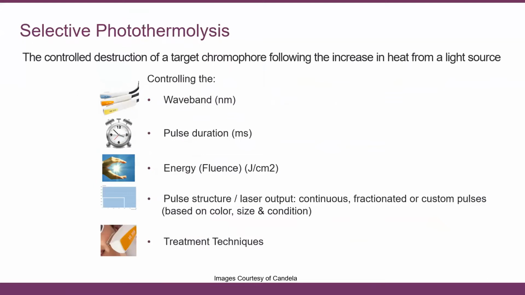One of the main principles when we're using a laser or a light-based system to treat anything is selective photothermolysis. In essence, this is the controlled destruction of whatever our target chromophore or color is. We do this by heating up that target using our light source. The light is absorbed as heat into our target. We heat it up to a certain target temperature, and therefore we destroy it.